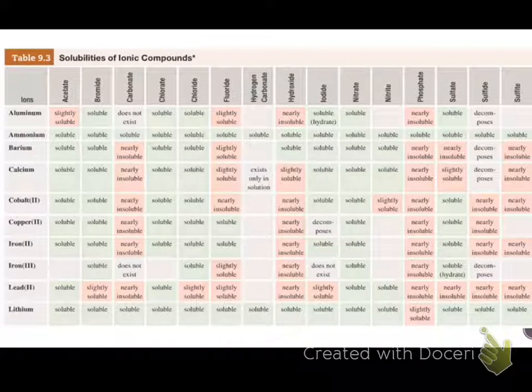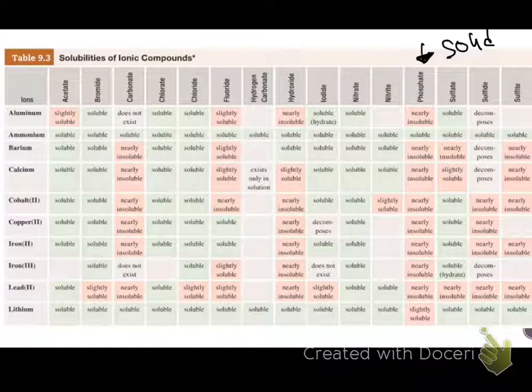And so what this chart gives us is the information that on the top are all the negatively charged particles, the anions. So we find phosphate right here. There's our phosphate. And we go down that row. It looks like phosphate is almost always a solid. So insoluble, the red, means that it would be forming a solid in water. Green is soluble, so that means it would be aqueous.